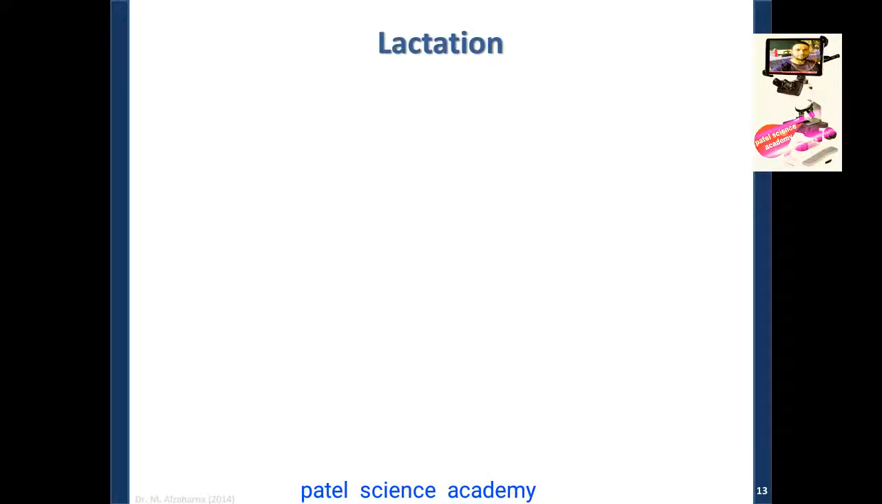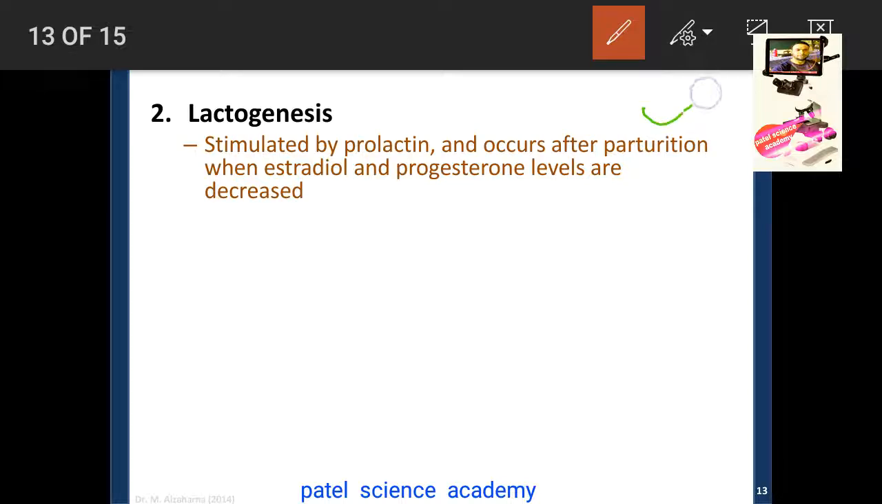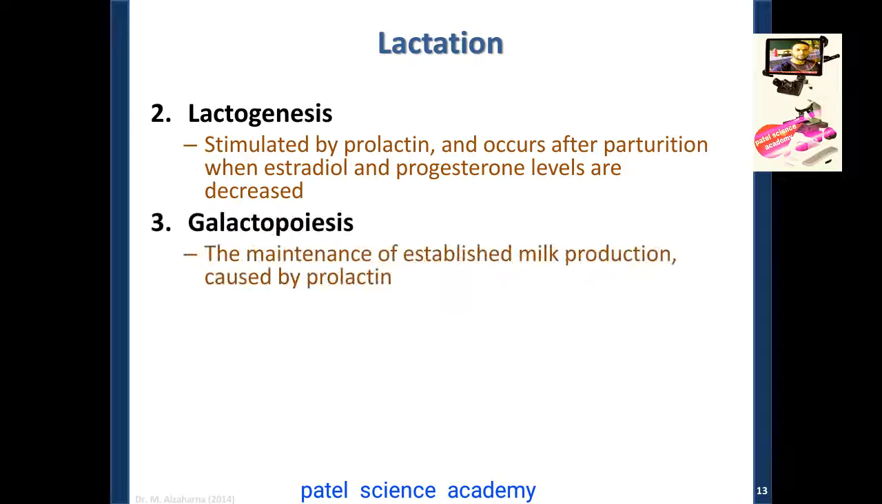Then it also includes the lactogenesis process. What is this lactogenesis process? It is stimulated by the prolactin hormone, and it occurs after the parturition. Definitely it will occur after the parturition, and when estradiol and the progesterone levels decrease. So after the decrease of the level of estradiol and the progesterone hormone, the process of lactogenesis will occur. This is about lactogenesis.